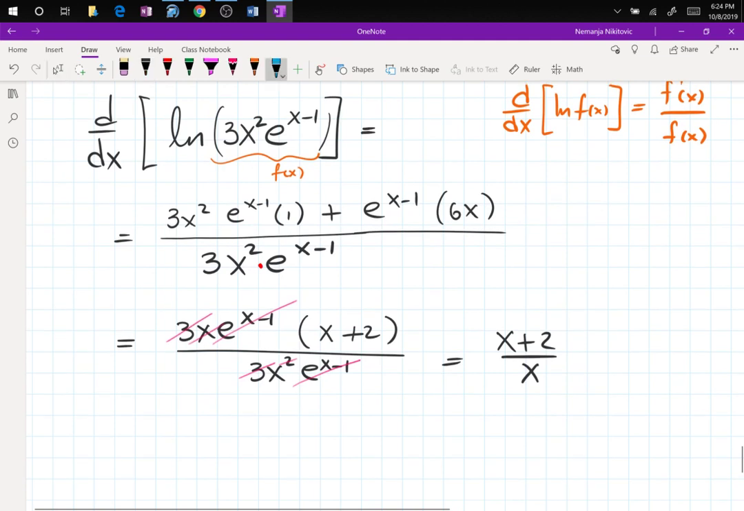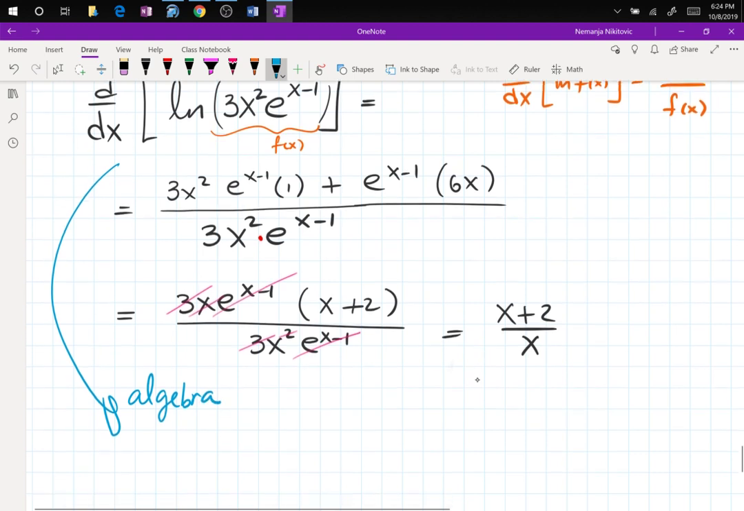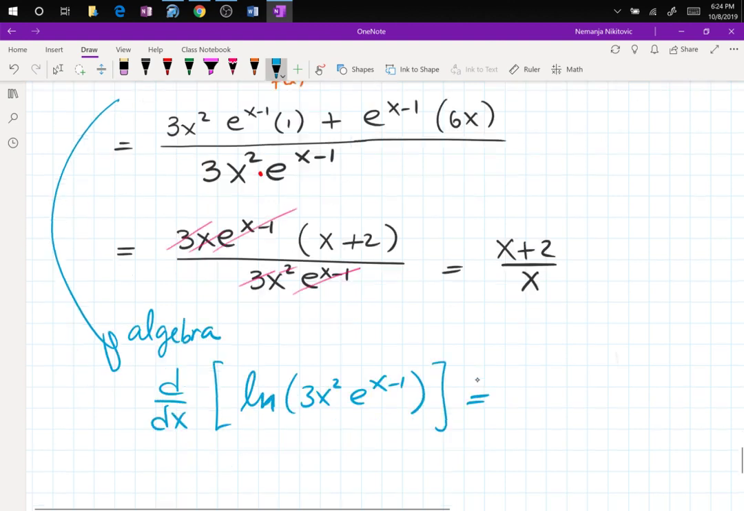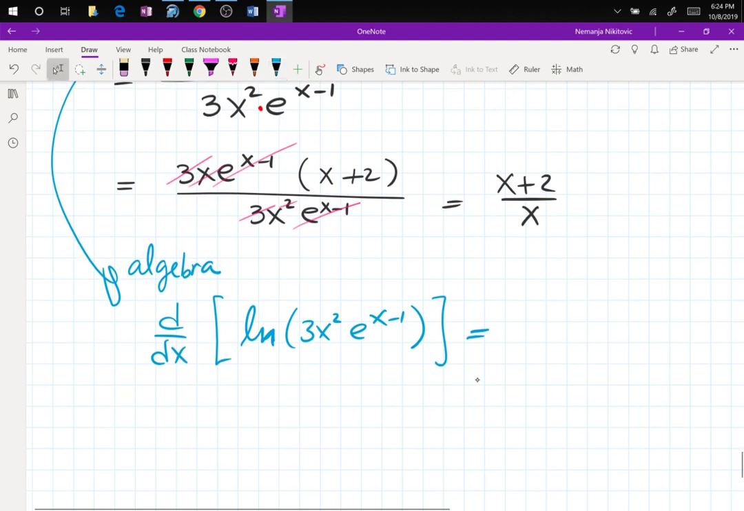Now, to show that this works, we can use some algebra before we differentiate. So if I have ln of 3x squared e to the x minus 1, we can use algebra here to separate this, because we know, maybe, that the formula of ln of xy is ln x plus ln y. Hopefully we know that formula.